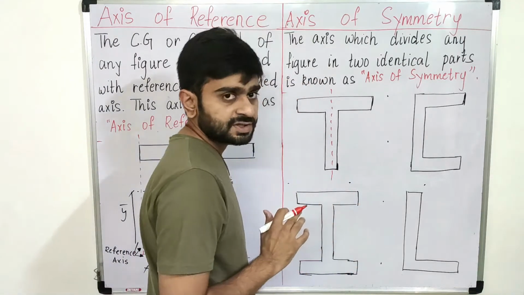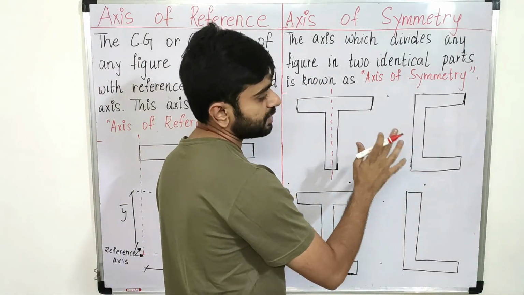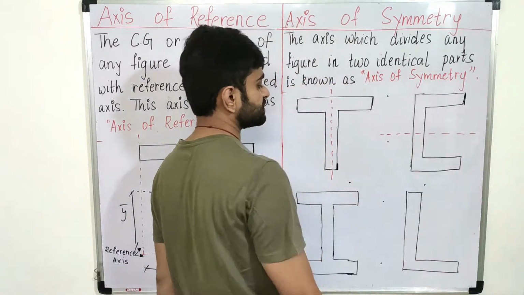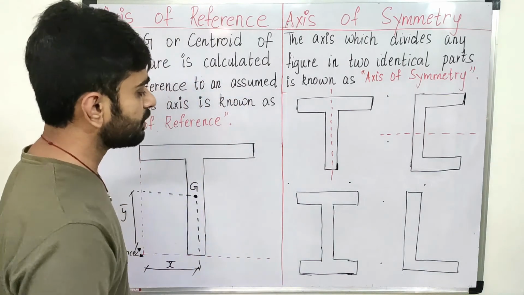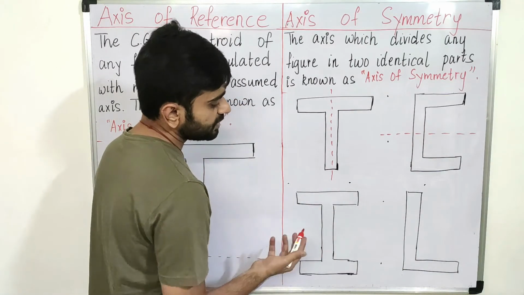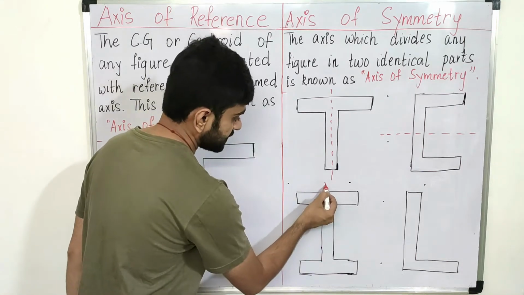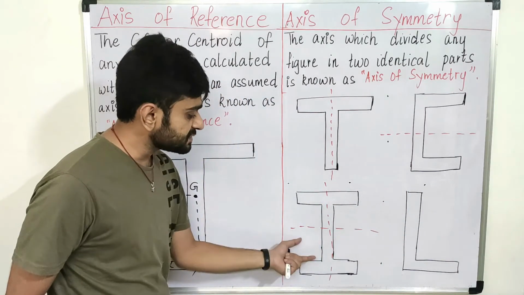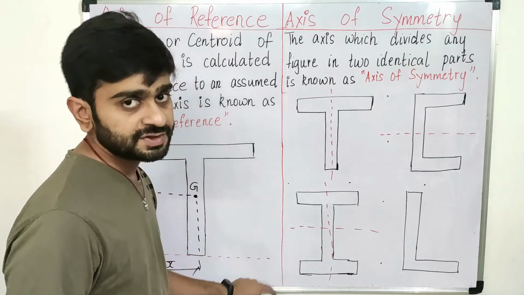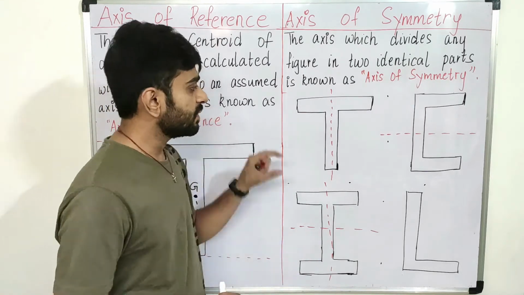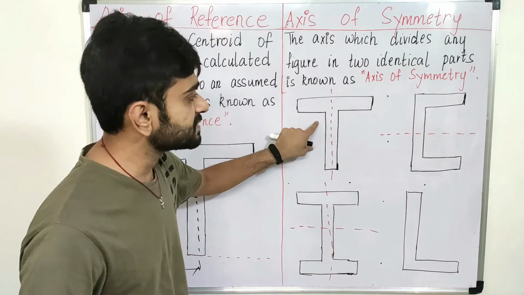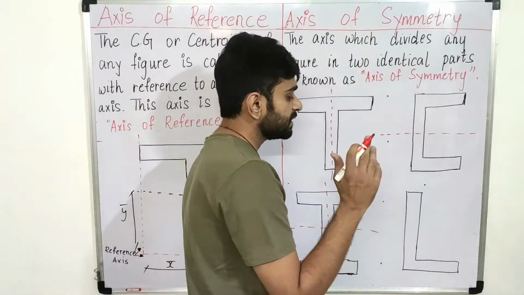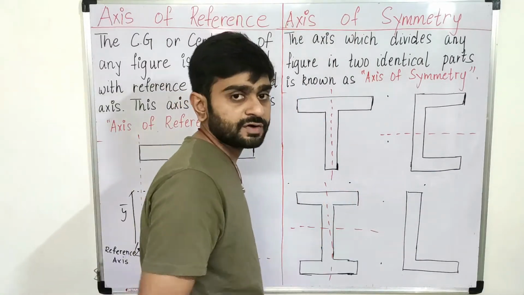Again, for this C section, if you want to divide this shape into two identical parts, then we draw this horizontal line. This is our axis of symmetry. Now if we talk about this I section, then we can draw symmetrical axes in both x and y, which means it is symmetrical about both axes. This T section is only symmetrical about the y axis, and this C section is only symmetrical about the x axis. But this L shape is not symmetrical about any of the axes.